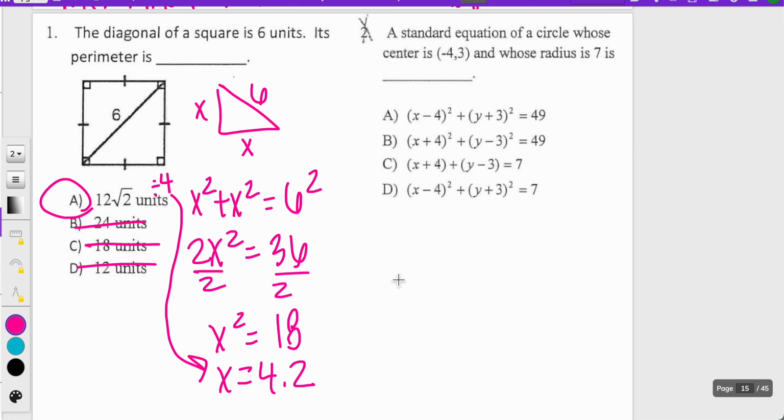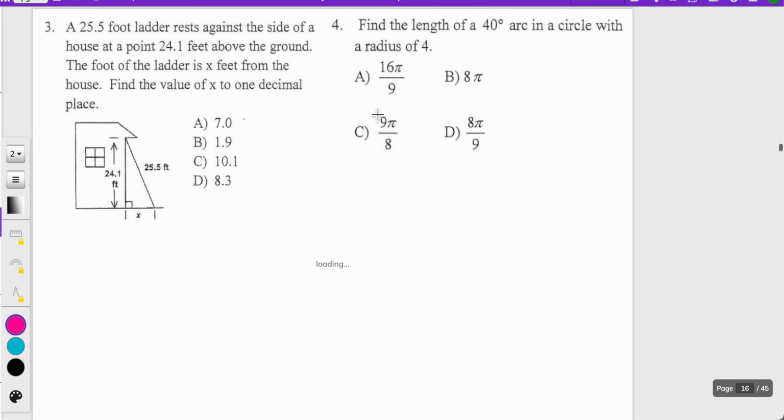Number 2, a standard equation of a circle whose center is negative 4, 3. So that means this should be x plus 4, y minus 3. And then we're squaring our radius. It should be letter B right here.